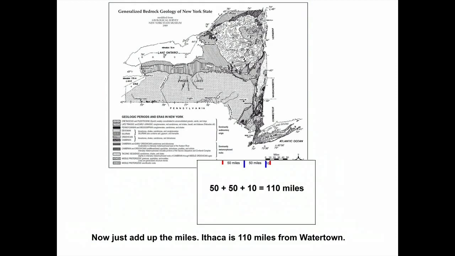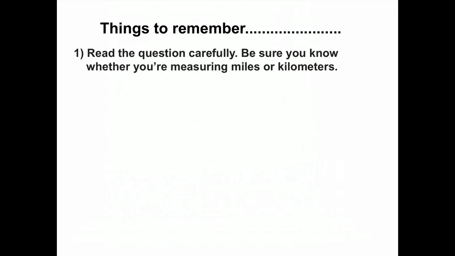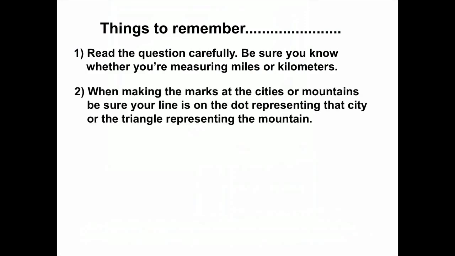This can also be applied to any map that you're looking at. So a couple of things to remember. Always read the question carefully and be sure to realize if it's in miles or kilometers. The question may ask you for kilometers. In that case, there's a different scale you may have to use. When you're making the marks on the cities or the mountains, like if you're measuring the height of 2 mountains on a topographic map, be sure your line is on the dot so that city or that triangle is accurate.